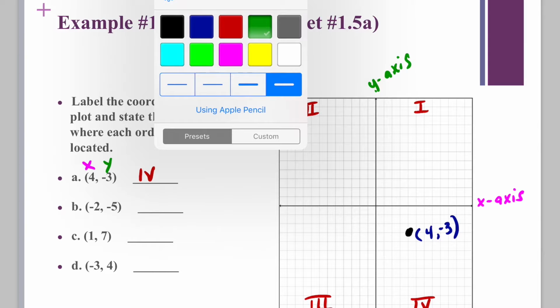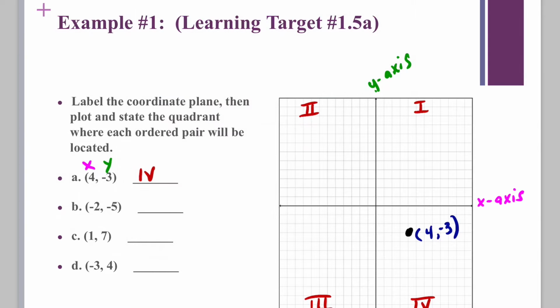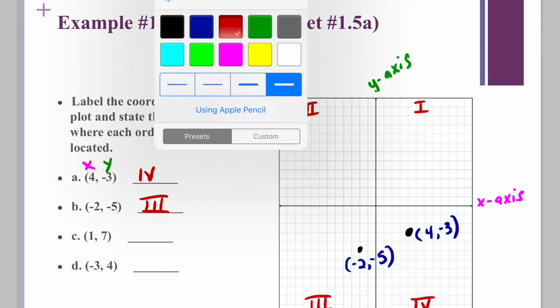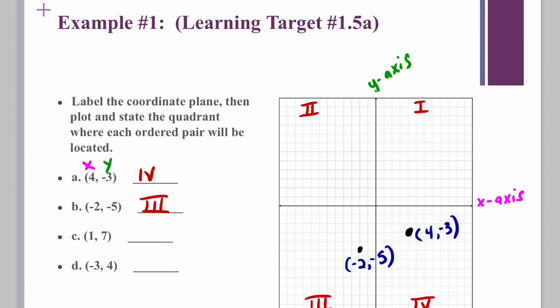Let's plot our next coordinate. We have -2, so we're going to move to the left 2, and then we're going to move down 5. 1, 2, 3, 4, 5. And so we have our next coordinate of -2, -5. We can see that we have found ourselves in quadrant 3. And as a reminder, quadrant 3 is a negative x and a negative y. Negative x, negative y.